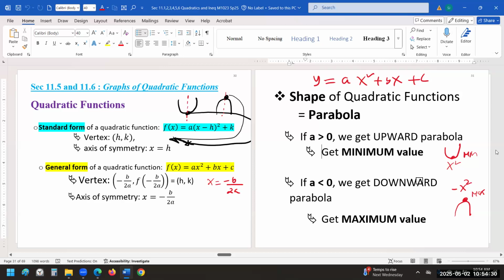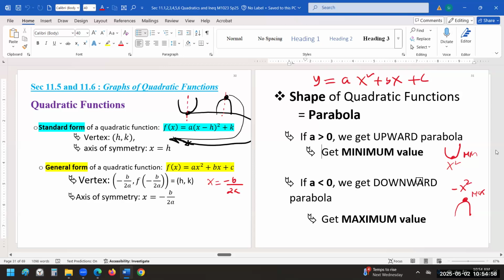So in this format, we have h and k. Inside our function, we have x minus h. So when you find the vertex, we take the opposite sign of h. So the negative sign becomes positive. If your formula has a positive h, that means when you look for the vertex, it should be negative h. And k takes its sign, so no problem with the sign of the k.